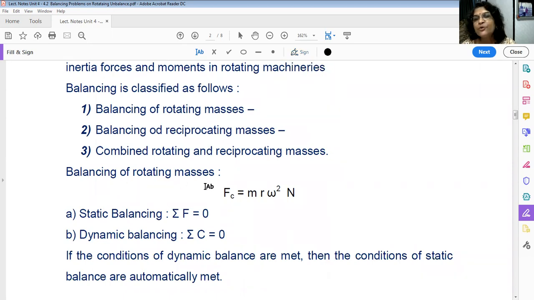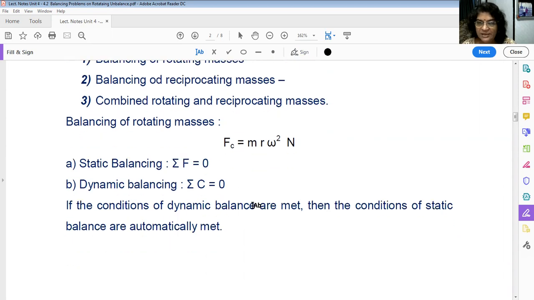Balancing of rotating masses is given by centrifugal force. Centrifugal force is nothing but the unbalanced force, which is given by m r omega square. So there are two types of balancing, static balancing and dynamic balancing. Static balancing means we have to take summation of forces equal to 0, and dynamic balancing means summation of all the couples is equal to 0. Once we get the dynamic balancing, automatically static balancing occurs.